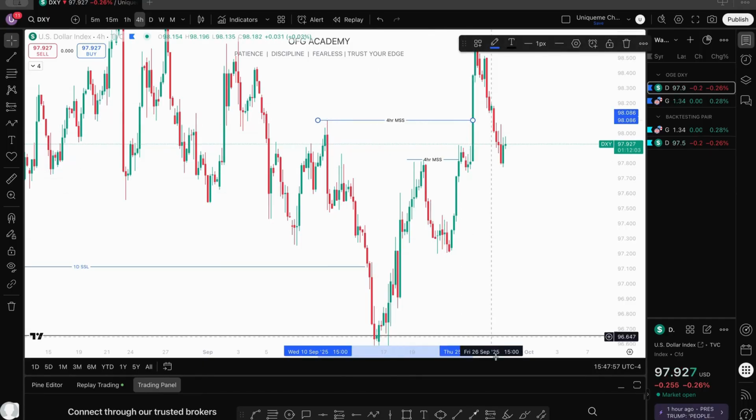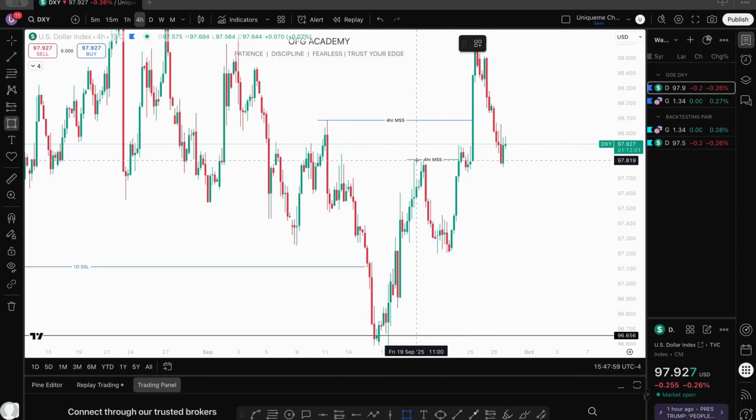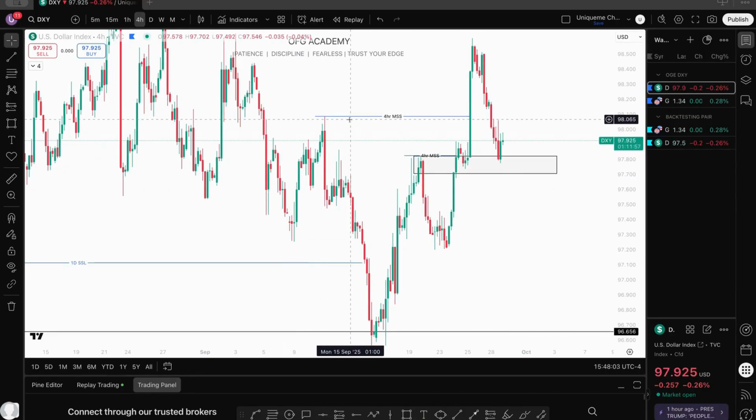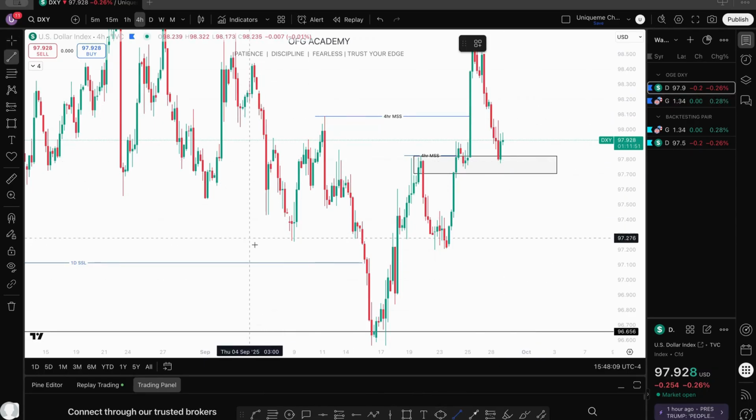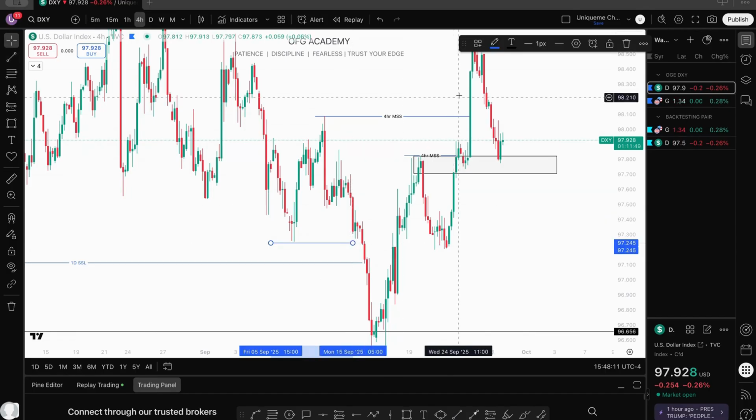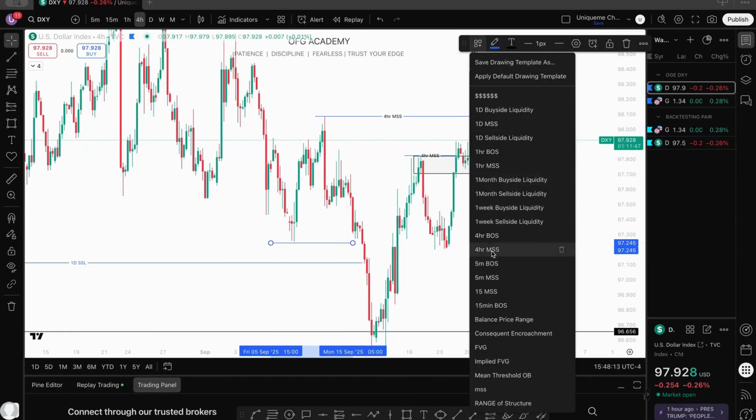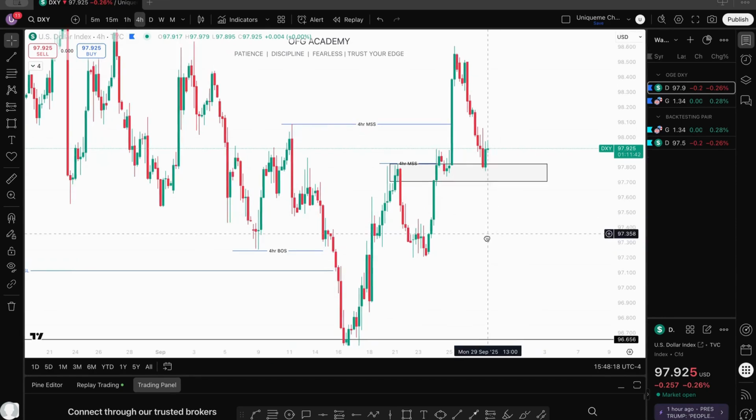I have a breaker block, I have two zones, and I have a mitigation block. So I have one, I have a breaker block, and I have a mitigation block. That's on the 4 hours time frame. This was a break of structure. I'm only doing this for DXY, so you should know the direction that price wants to go on your USD pair.